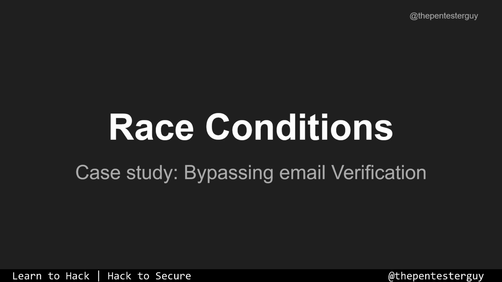Today we'll be discussing a trivial vulnerability, but one which is not easy to find, that is race conditions. And for this specific video, I'll be covering a case study of bypassing an email verification while registering a user into a web application. And for supporting my POC, I'll be utilizing the PortSwigger Academy module.